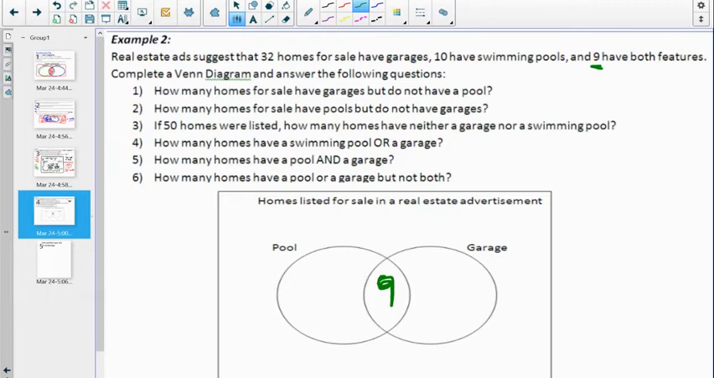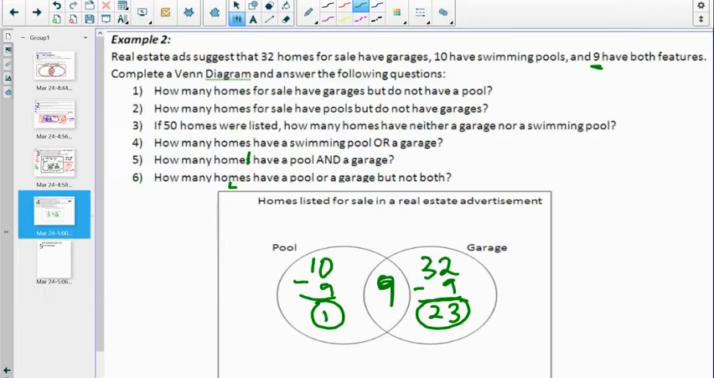It says 32 have garages. Remember that the 9 is also included as part of that 32, so we have to subtract that 9 to get how many homes just have garages. We have 23 left with just the garage. And then 10 have swimming pools, but again, that 9 is included in that 10, so we have to subtract it. So only one home has a pool but no garage.